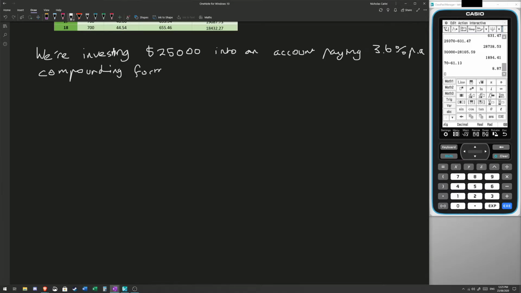Don't know what it is with the left side of my screen. Can't write. Compounding fortnightly. However, we withdraw. Oh, I'm going to rewrite that because that's not good. We withdraw $200 every fortnight.